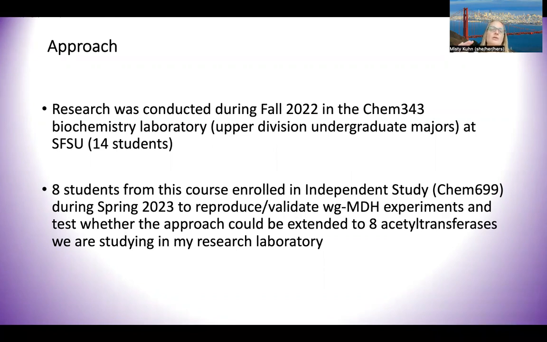And then after we conducted this research, we merged students into my research lab. There were 8 students from that class who joined my group and started to perform independent study research in a course called Chem 699. And the goal was to reproduce and validate some of the experiments that we had done during the CURE course, and then see if we could extend this research to something that I was particularly interested in, my research group on acetyltransferases.